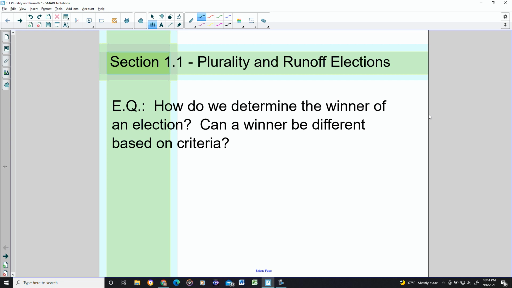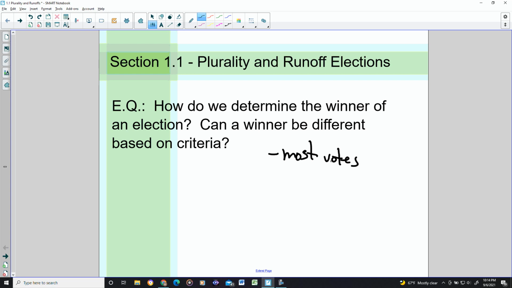Now, we are pretty familiar with how that happens. Winner of election, usually most votes, right? So the person with the most votes wins. Now, that could lead to some interesting situations, right? And you'll see those happening in a little bit.